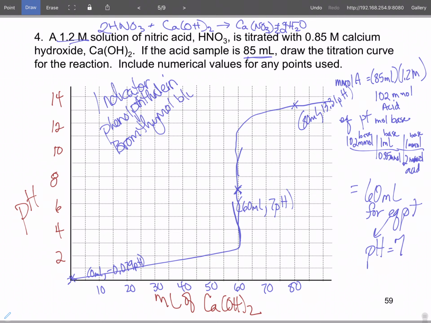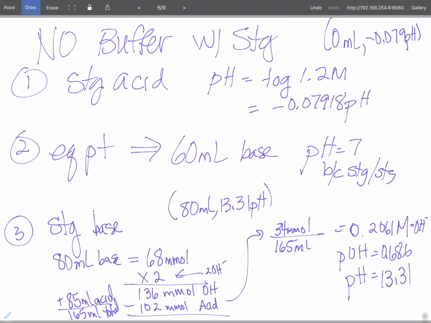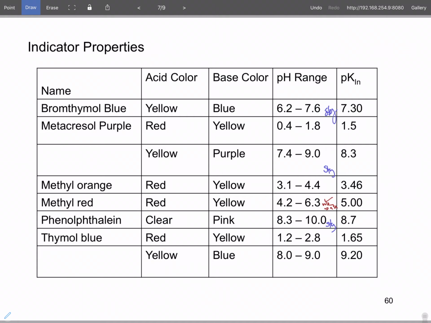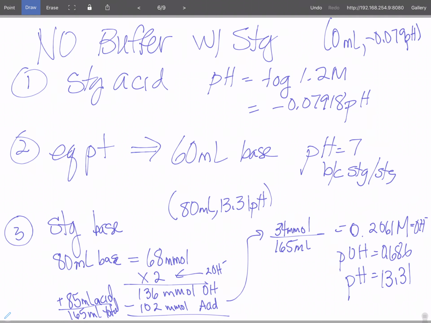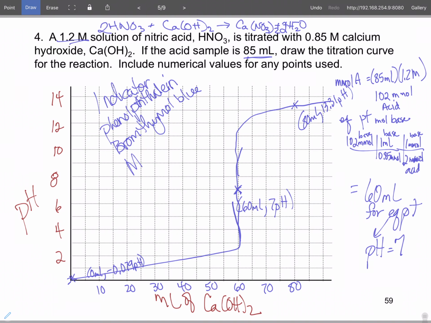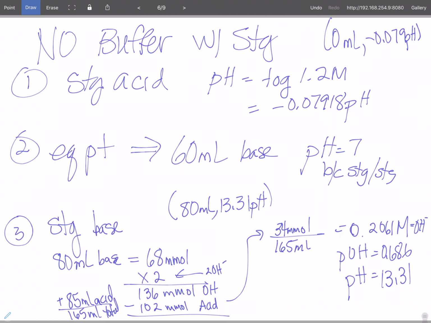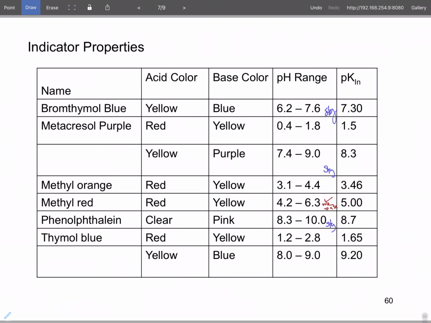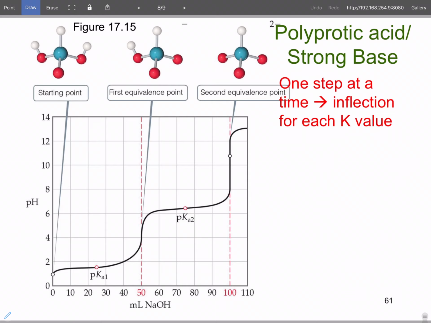remember the next one, so I'll go look. I'm going to put metacresol purple. Now, you're not responsible for all three. You're only responsible for one. So you could do any one of them for that one. Okay? Now, you may be asked a question like this on the test. Most likely, I'll stick with the weak.